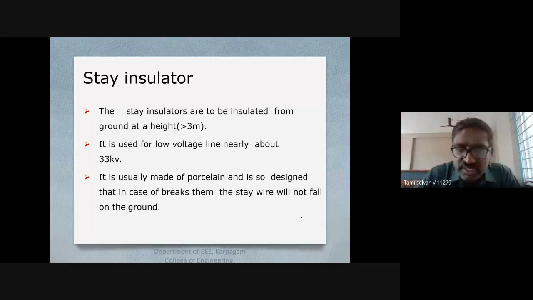So stay insulators normally will be insulated from the ground at a height of 3 meters. It will be used for your low voltage line, nearly about 33 kilovolt. Here also it will be made of porcelain, and it is designed so that in case of breakdown the stay wire will not fall on the ground. That type of thing is what is called a stay insulator.